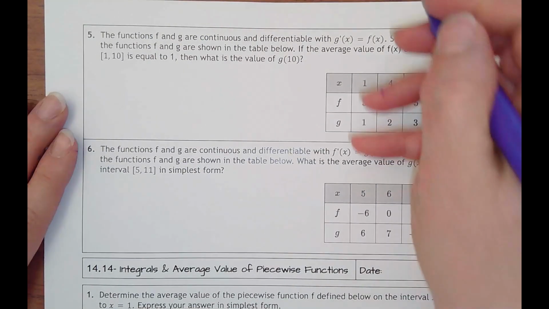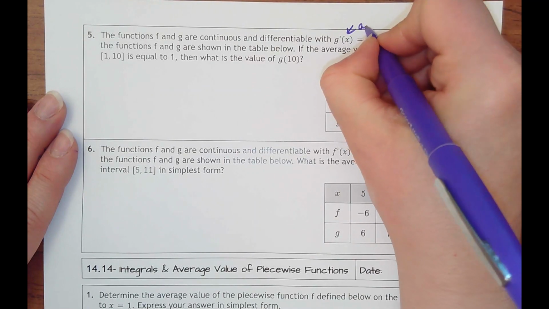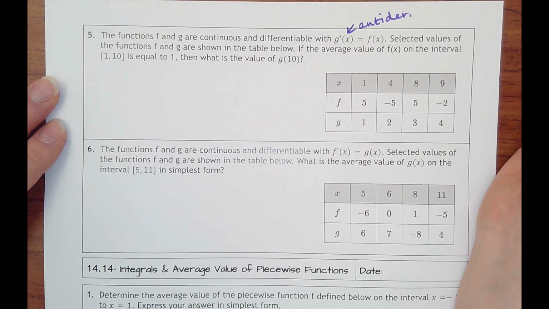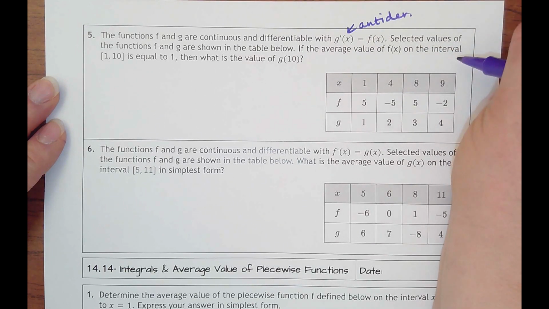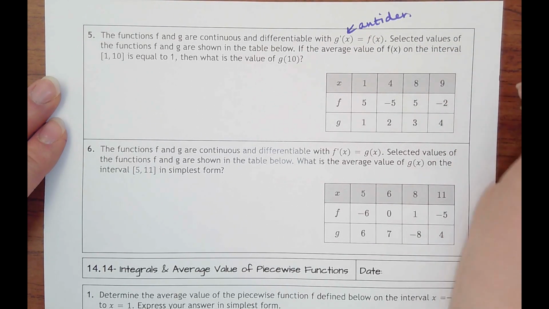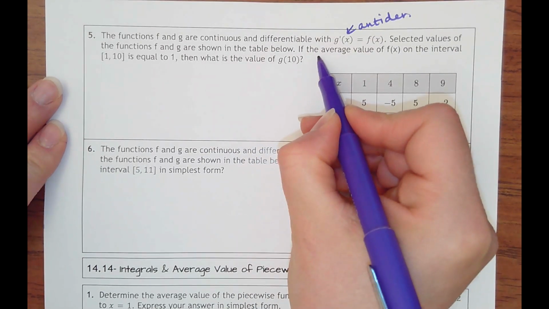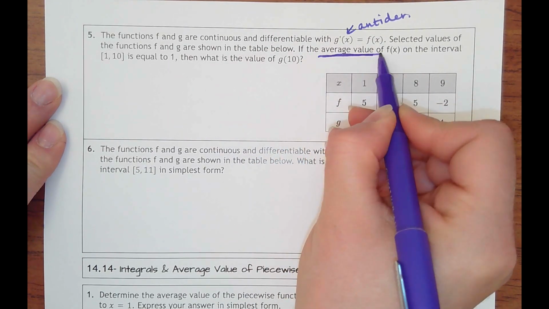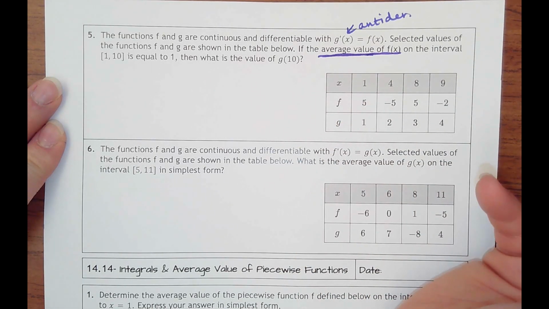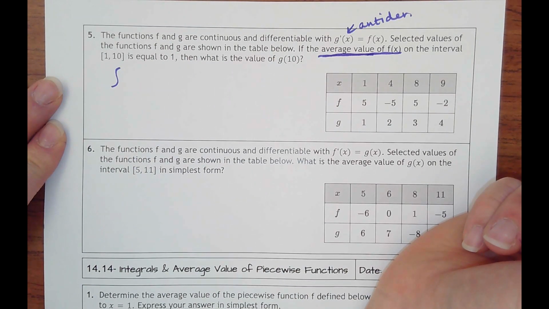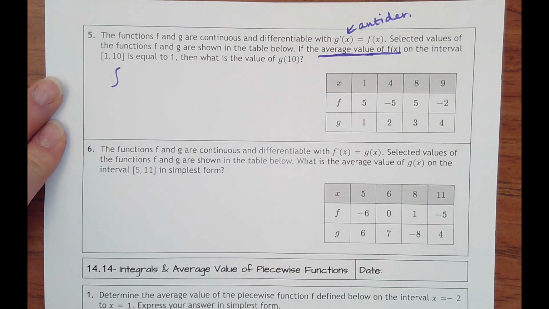Number 5, we've got g is the antiderivative. Selected values are shown. The average value of f of x on the interval 1 to 10 is equal to 1. What was the value of g of 10? So they're not giving us any of the notation. We have to break apart in our head what does average value of f of x mean? Well, that's finding the antiderivative on an interval and then dividing by b minus a.